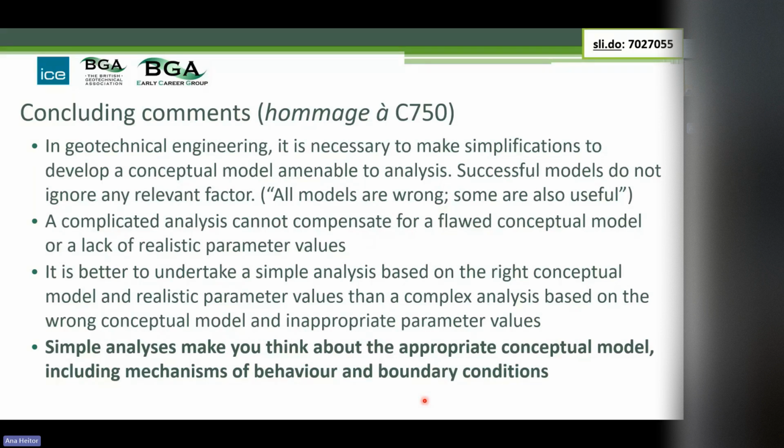So it's better to undertake a simple analysis based on the right conceptual model and realistic parameter values. And the other thing is that simple analyses make you think about what is the conceptual model in a way that just plugging in the numbers into an FE analysis doesn't. So I think on that note, I shall hand over to Mark.